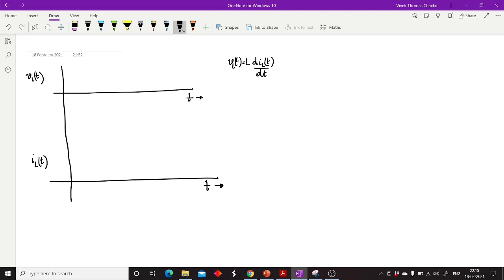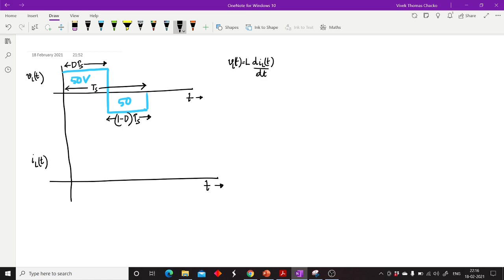So we know that the voltage during the dTs period is 50 volt, and during the 1 minus d Ts period it is also 50 volt but with a negative polarity. So this is our dTs period and this is our 1 minus d Ts period, effectively completing one switching cycle.